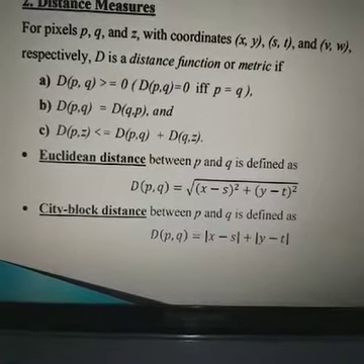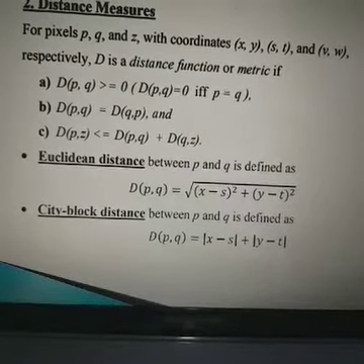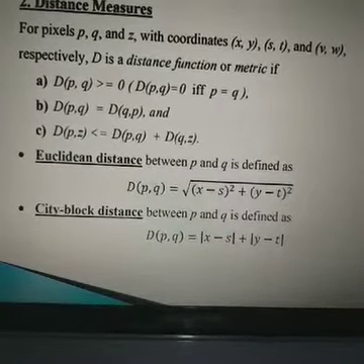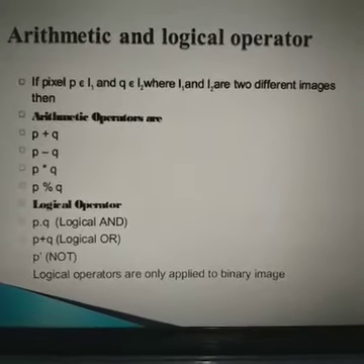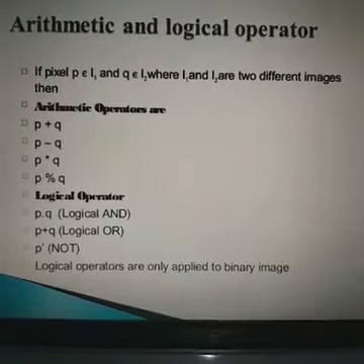Next one is the city block distance between p and q, which is defined by the modulus of x minus s plus y minus t. Clear? Next we have the arithmetic and the logical operators.